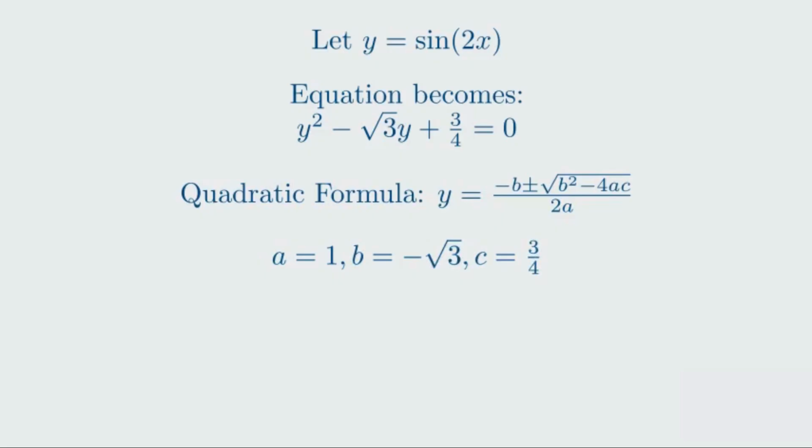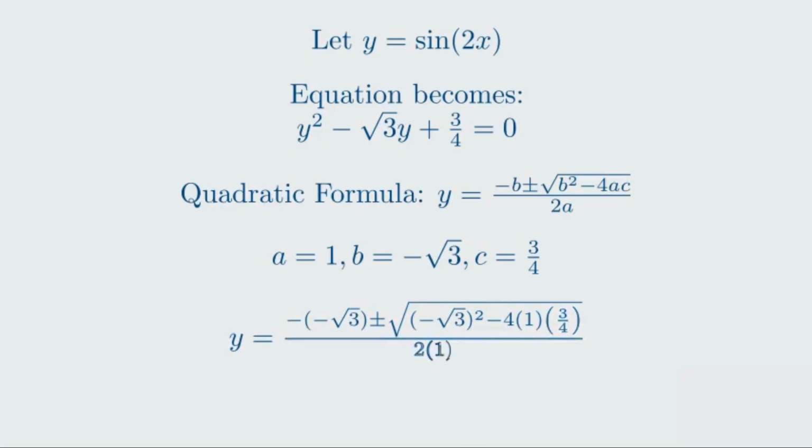We get y equals negative square root of 3 plus or minus the square root of negative square root of 3 squared minus 4 times 1 times 3/4, all divided by 2 times 1. By making the substitution and applying the quadratic formula, we have set ourselves up to find the values for y, which will then tell us the values for sine of 2x.